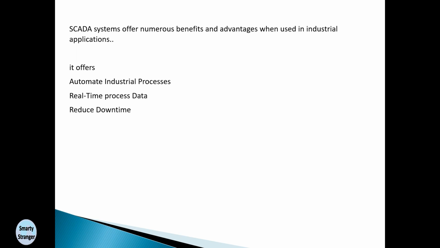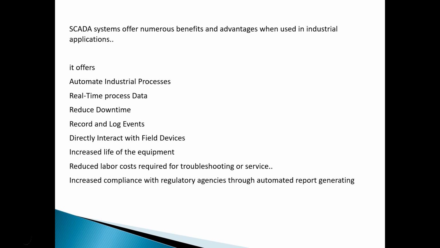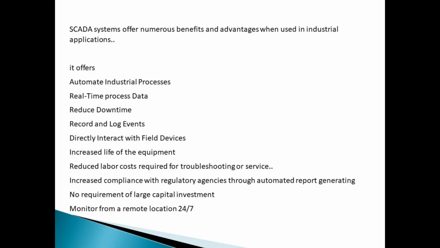So guys, SCADA systems offer numerous benefits and advantages when used in industrial applications. It offers: automate industrial processes, real-time process data, reduce downtime, record and log events, directly interact with field devices, increased life of the equipment, reduced labor costs required for troubleshooting or service, increased compliance with regulatory agencies through automated report generating, no requirement of large capital investment, and monitor from a remote location 24/7.